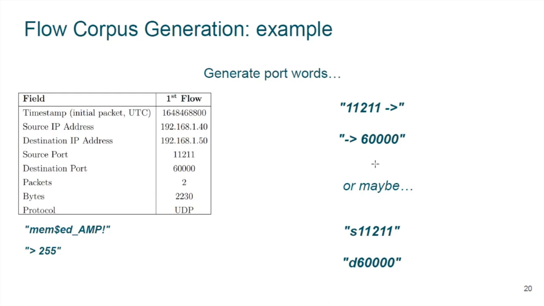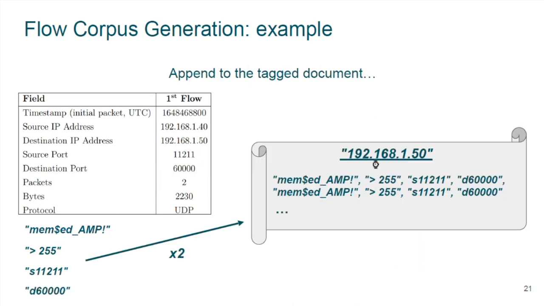For example, we could represent them as in the top or like at the bottom, looking at the source and destination ports. So let's use the bottom one. Now we have these words, and now we need to append them to the target document. This is another key choice: what is the title or the tag that we use for documents? We decided to use the IP address of the potential, in this case, typically the potential target or victim. So we add the words to the document. And we would have many, many cases like we just saw there. As the flow records are analyzed, we keep adding them.